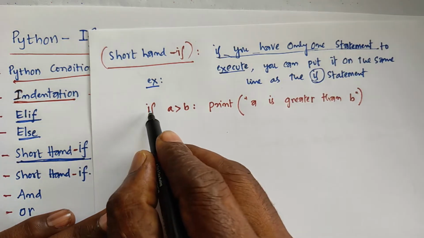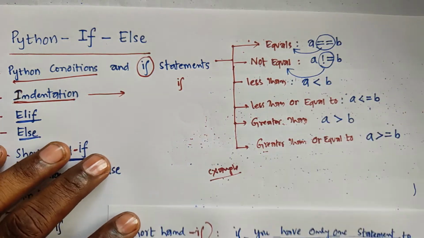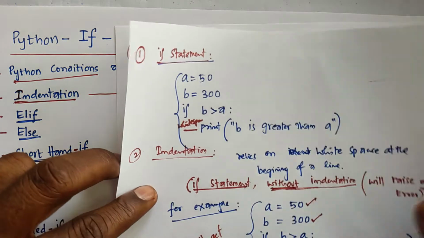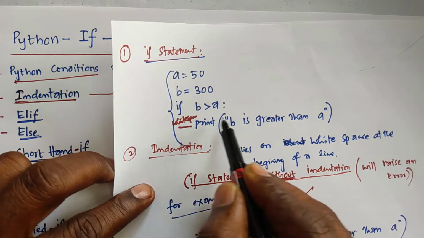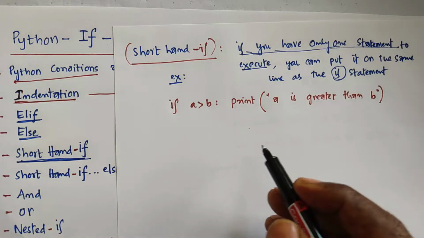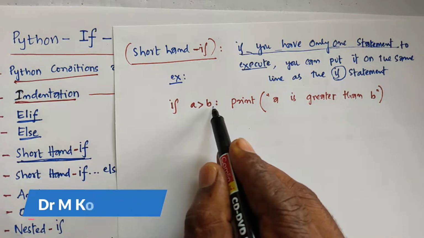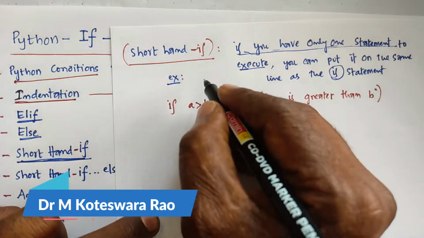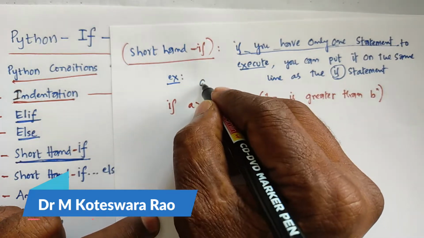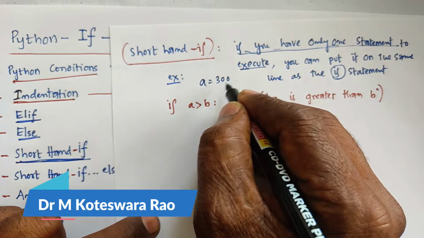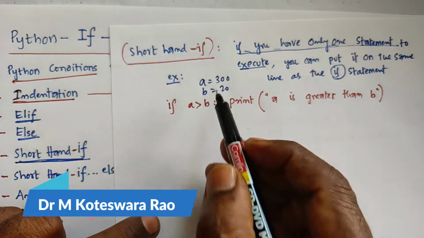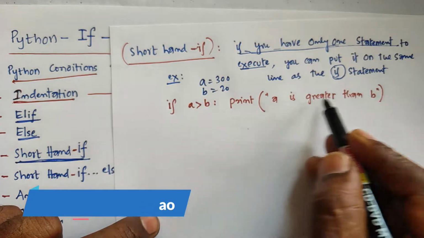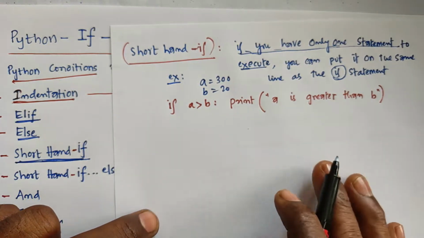For example, in the previous condition we wrote it as two lines: the if, then print on the next line. But in this concept, if A less than B, print A is greater than B, all within the line. Before that, A is equal to 300 and B is equal to 20. Then you can write if A is greater than B, print, within a single line. This is the actual shorthand if.